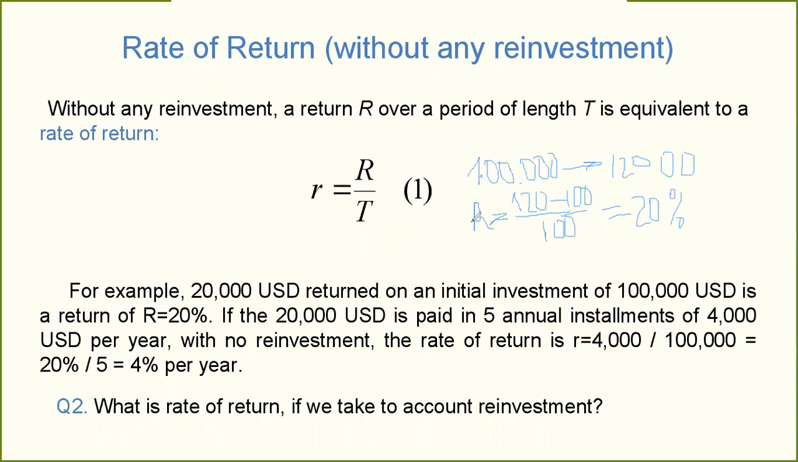But what is the rate of return? The rate of return is a little r, and using this formula 1, it is only 20% divided by 5, because we have 5 years, so it will be 4% for 1 year. And it's simple, yes, it's easy.